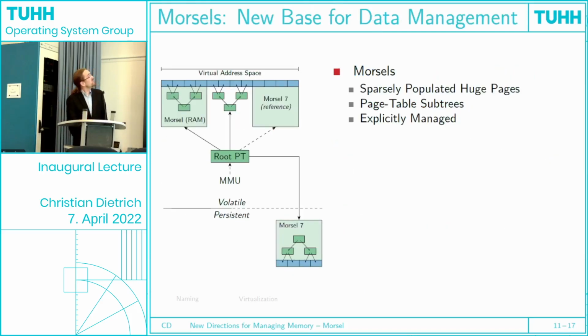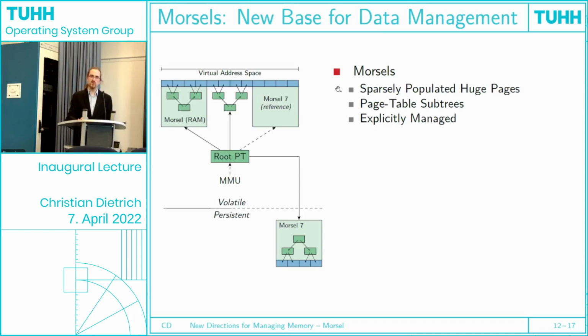So the name for our new abstraction is the morsel. And the morsel is this subtree of the page table tree, but what you can really think of the morsel is that it's a sparsely populated huge page. Since it's a subtree of the page table tree, it has a rather coarse granularity. You can have 1 GB morsels or 512 GB morsels. This is the surface of the morsel in the virtual address space. However, you don't have to populate all of that surface with memory. You really can have gaps in that surface.